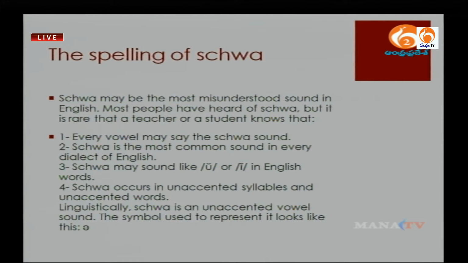Schwa is the most common sound in every dialect of the English language. Schwa may sound like u or I, which is again a short unstressed sound in English words. Schwa occurs in unaccented syllables and unaccented words. So words which are not given any accent or stress are where you can actually sense the sound of schwa. Linguistically, schwa is an unaccented vowel sound. The symbol used to represent it looks like this. So I want your attention here on the board for a moment to understand this.